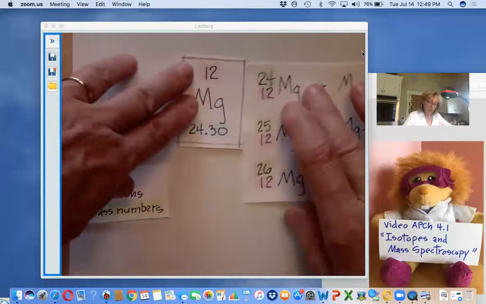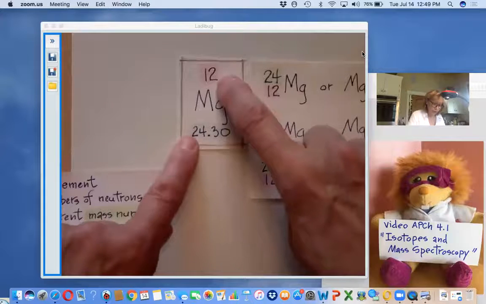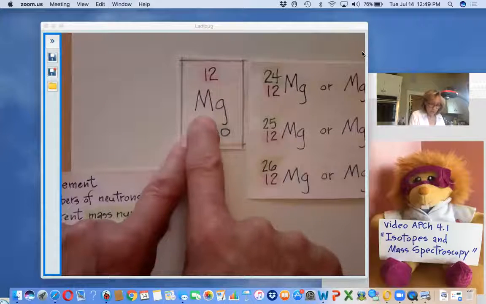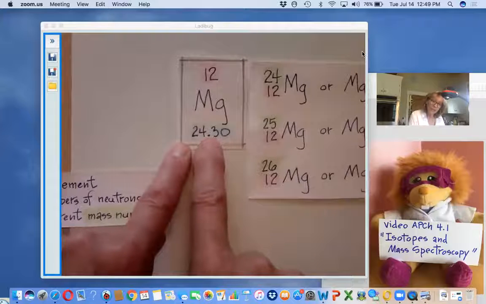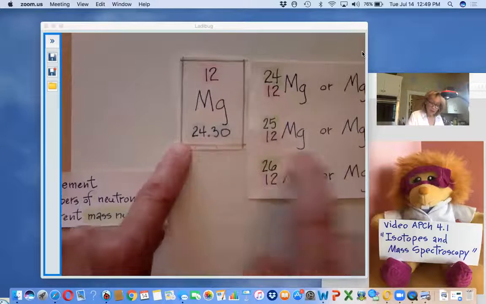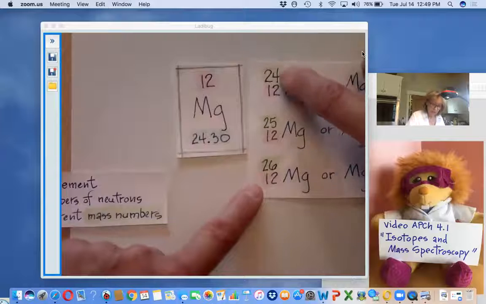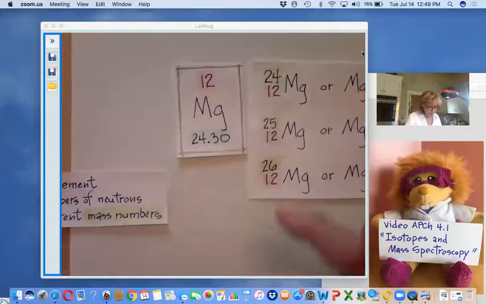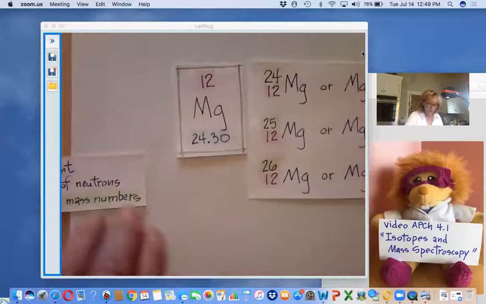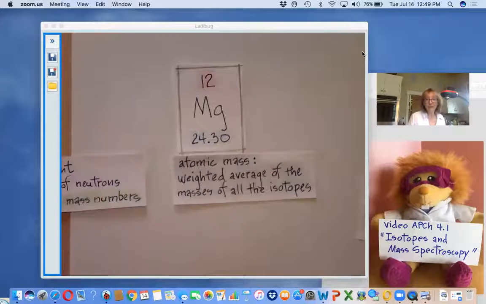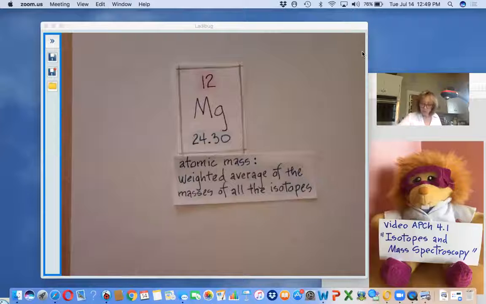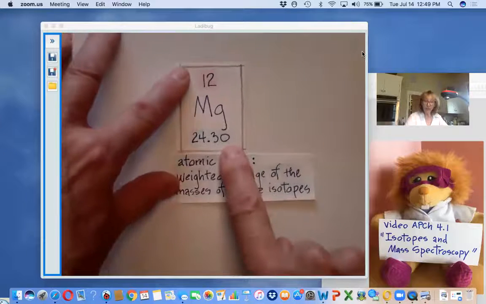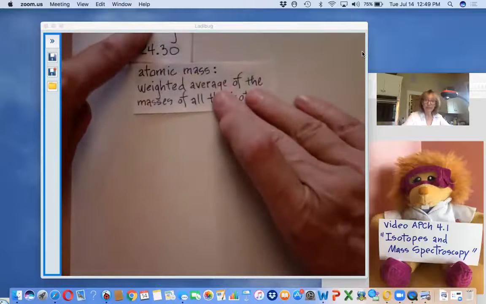Okay, so on our periodic table, we have the atomic number, which is true for every single type of isotope of magnesium. But this number down here is not a whole number. It is not the mass number of any of the isotopes. It is instead the weighted average of the masses of all the isotopes. So let's look more closely at how we come up with that weighted average.